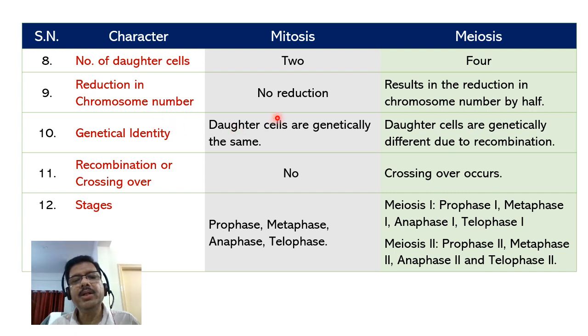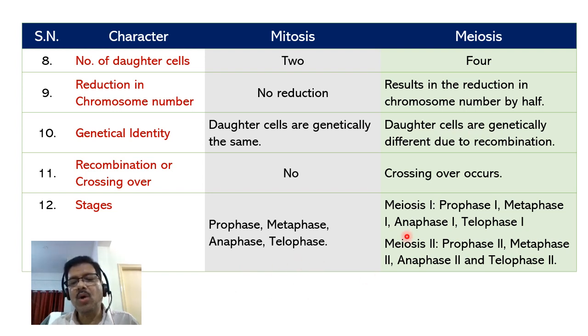Reduction in chromosome number: here it is no reduction. Meiosis results in the reduction in number by half. As far as genetic identity is concerned, daughter cells are genetically the same, but here daughter cells are genetically different due to recombination. So as far as recombination and crossing over is concerned, in mitosis, no, nothing like that, whereas in meiosis, crossing over occurs. And steps involved: prophase, metaphase, anaphase, telophase.